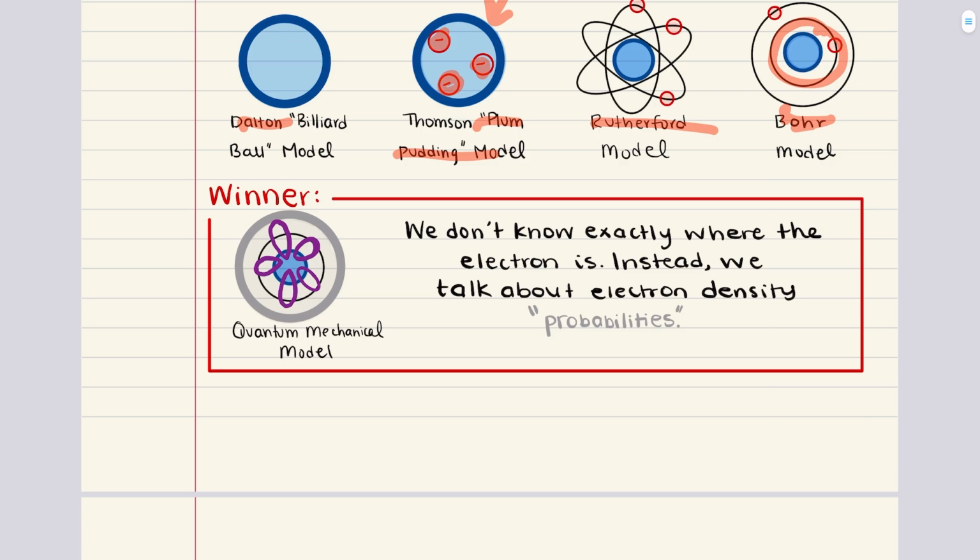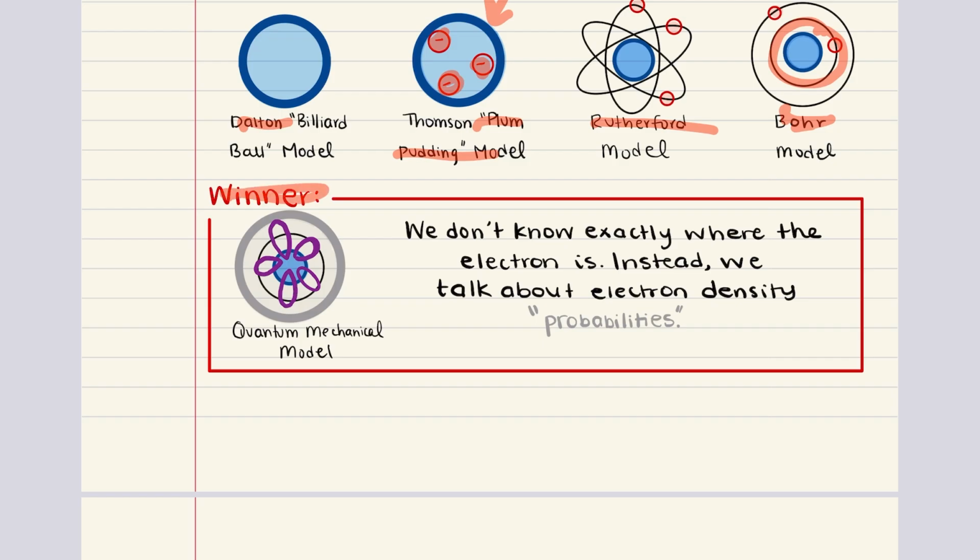Finally, we arrive at the modern quantum mechanical model. This model shifts our perspective entirely. So instead of imagining electrons as tiny particles that follow fixed orbits, we describe them as existing in regions of probability that we call orbitals. This kind of model acknowledges the wave-like nature of electrons, and it is currently the most accurate representation we have of atomic structure.